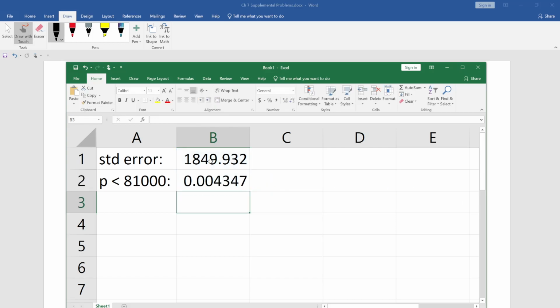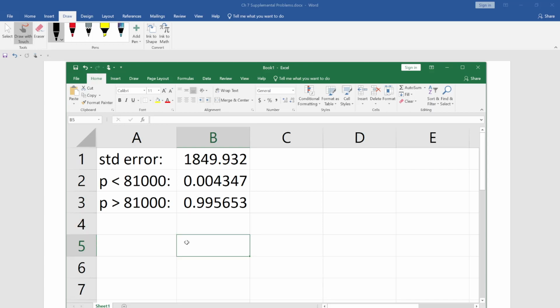So that's the probability of everything less than 81,000. If we want the probability of everything more than 81,000, we're going to do equals 1 minus, and just click on that number. So we end with something that rounds to 0.995653.